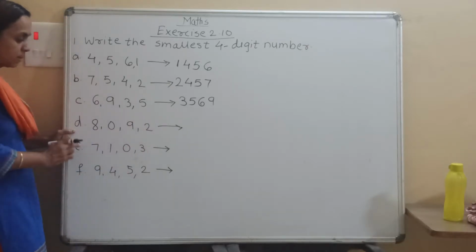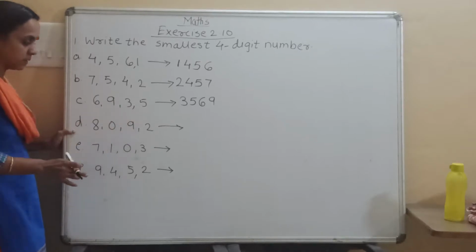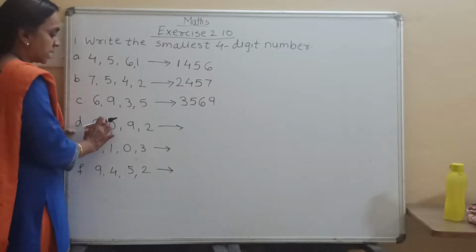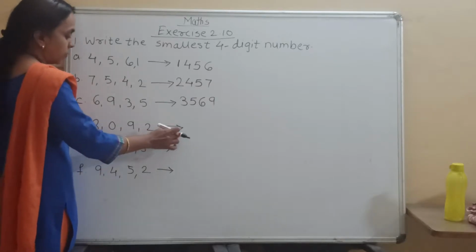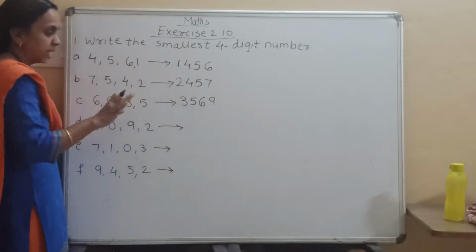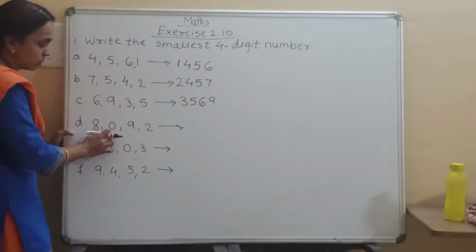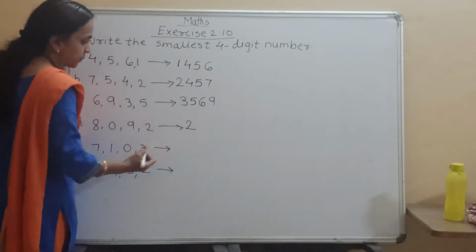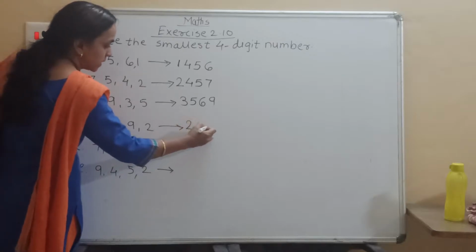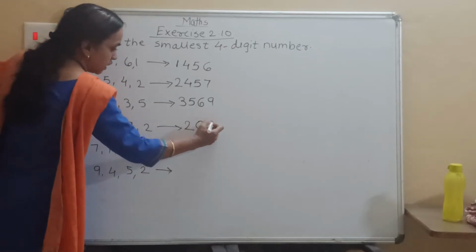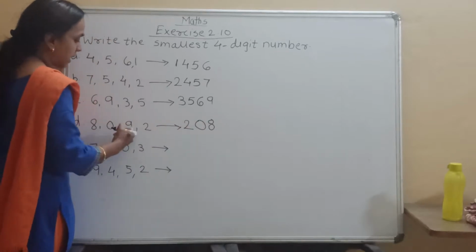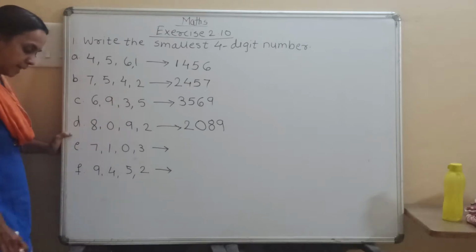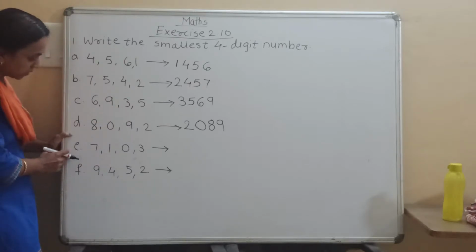Now see D question. 8092. So remember one thing, whenever 0 is given, don't write this 0 at first place. There is no meaning if we write 0, then 2, then 9. So we have to first write down the smaller digit, that is 2. Then we have to write down this 0. Then which is the bigger digit here? 8. Bigger than 8 is 9. So what is our answer? 2089.